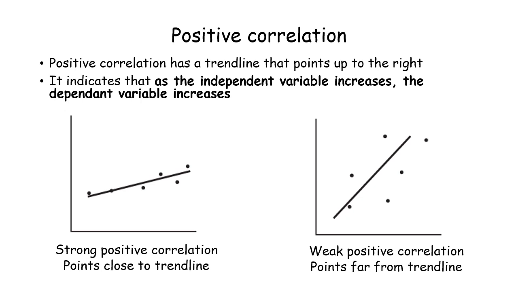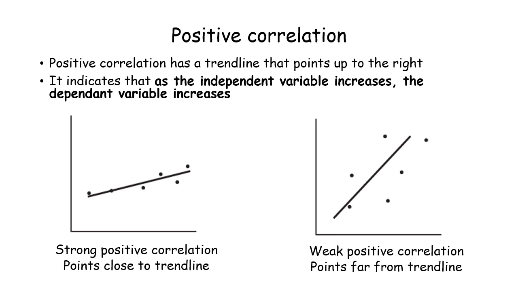So firstly, we have positive correlation. Positive correlation has a trend line that points up to the right. It doesn't matter how sharply it points up to the right. As long as it points up to the right, it is deemed positive correlation. And if there is a trend line drawn on the graph, you need to look for, does it point up or does it point downwards? Now, what positive correlation means is that as your independent variable is increasing, your dependent variable is also increasing.